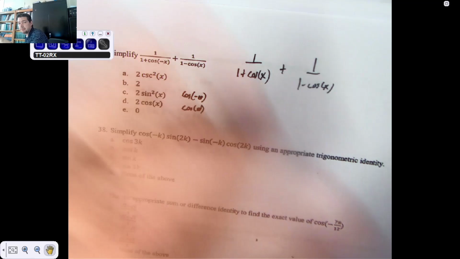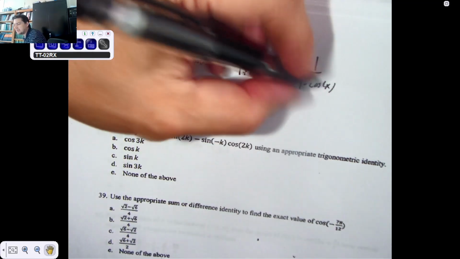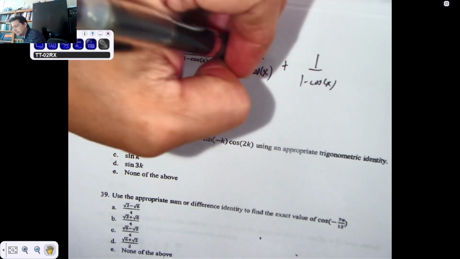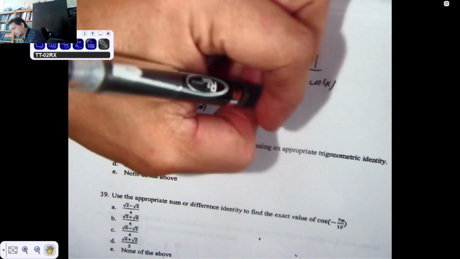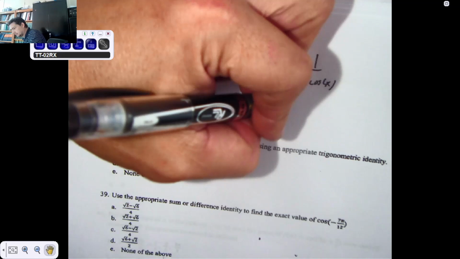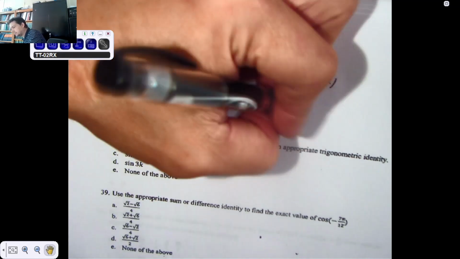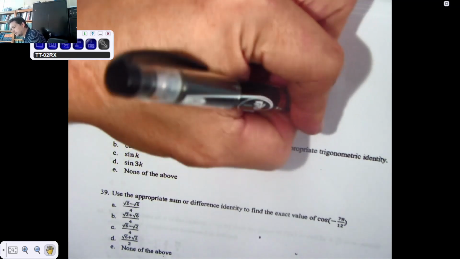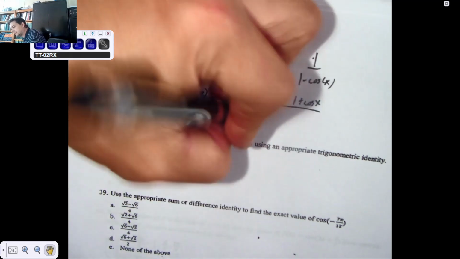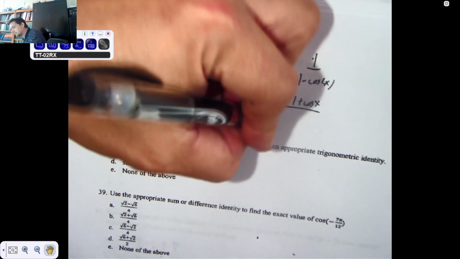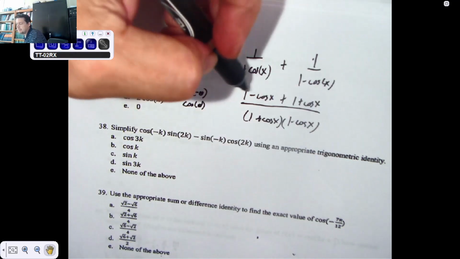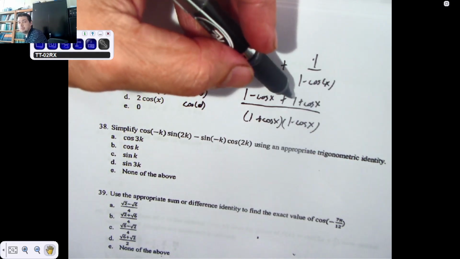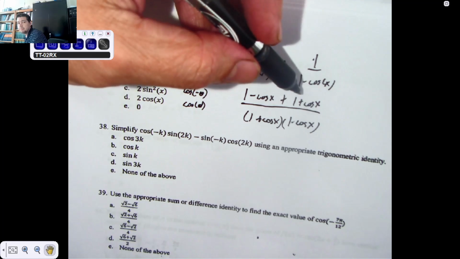What we're going to do is put the fractions together. It's kind of like cross multiplication. You multiply this one by that guy, 1 minus cosine of x. You multiply this guy by that guy, so plus 1 plus cosine of x. And the bottom is the product. What happens up top? Up top you end up with a 2, don't you? 1 plus 1 is 2.